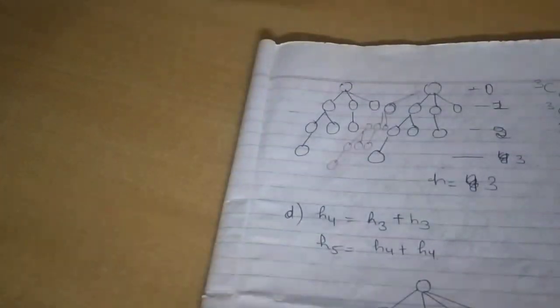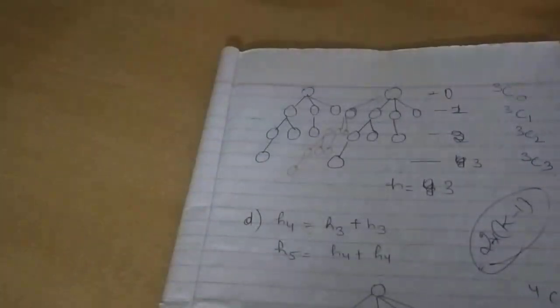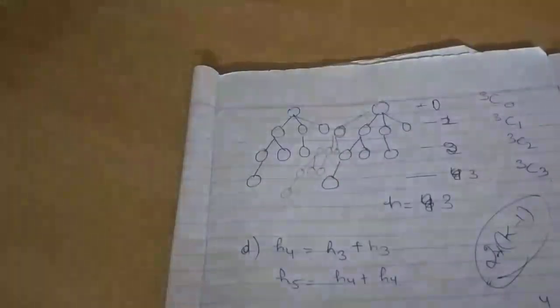Similarly, we write H4, an extra height binomial tree. One extra height binomial tree is created by adding two k minus 1 height trees. That means H4 is built through H3 plus H3. H5 is built through H4 plus H4. Right? So two k minus 1 height trees together would contribute to the making of one incremented height binomial tree.